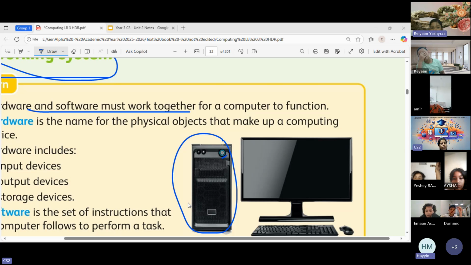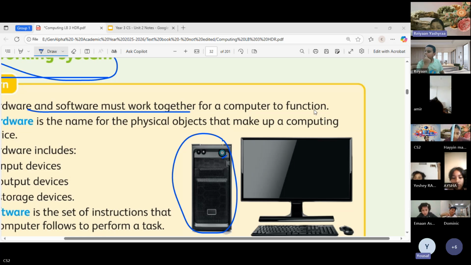If you uninstall YouTube from your mobile, will your mobile stop working? No. We have some apps that are very mandatory for a computing device. A computing device means it can be a computer, laptop, mobile phone, whatever it is.